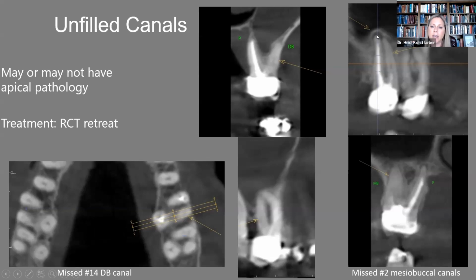If you see a hypodensity at the apex of a root canal treated tooth, it does not necessarily mean that it is non-healing and actually needs treatment. We have to look and see if we're missing a canal, if we have a fracture line, and then we have to take the patient's symptoms into account as well. So what we see radiologically is just a part of the puzzle, but not all of the puzzle.